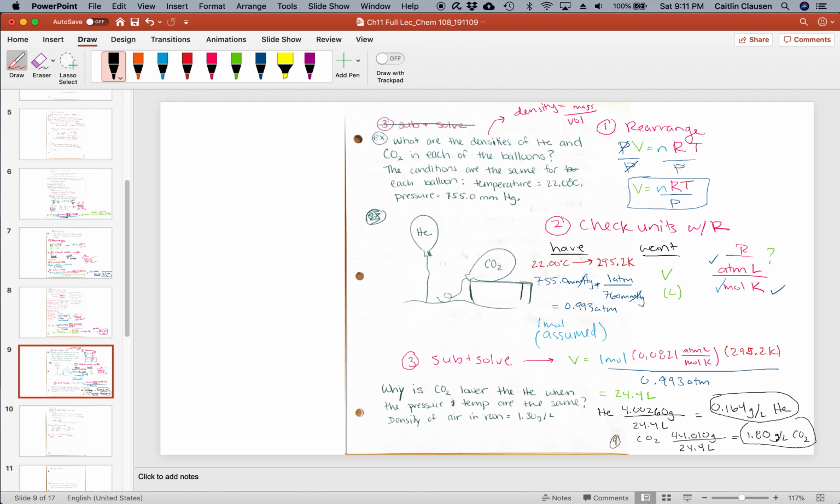Carbon dioxide, though, is 1.80 grams per liter. It is heavier than the air, and therefore shall sink to the floor. It's trying to get underneath the air molecules because they're heavier. So comparing densities lets you figure out how different gases will stack on top of each other.